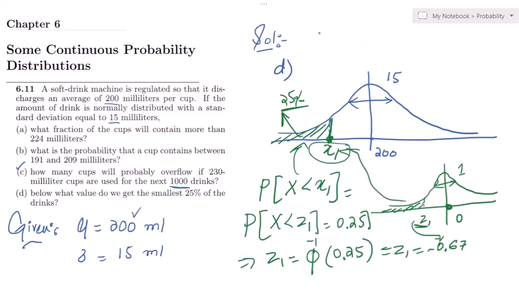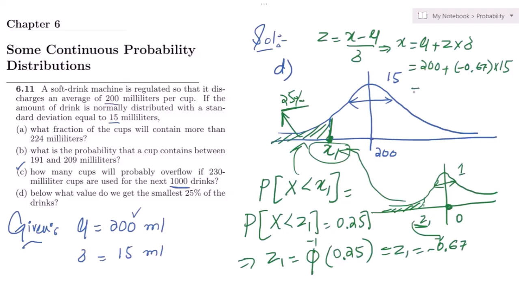We know that Z is equal to x minus mu divided by sigma. So therefore the value of x is mu plus Z multiplied by sigma. We know the value of mu, that is 200. We know the value of Z, which is minus 0.67, and the value of sigma is 50. Okay, let me find it out.